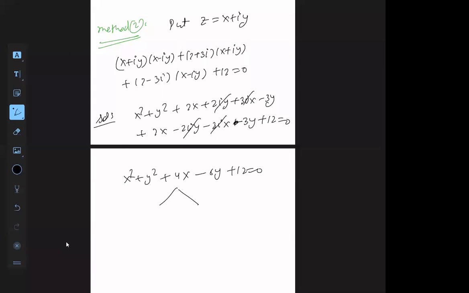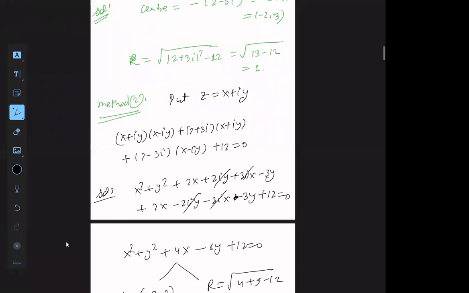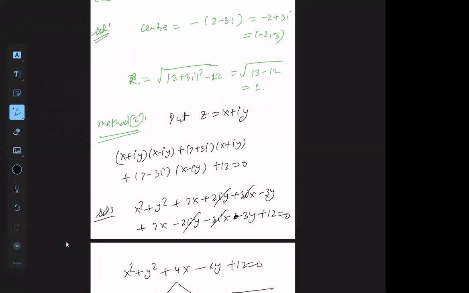Now you know the formula of center and radius. So center is minus half times coefficient of x and coefficient of y, so it becomes minus 2 and 3. And what is radius? Under root of g square plus f square minus c, so this is 1. So first of all you should remember the result.